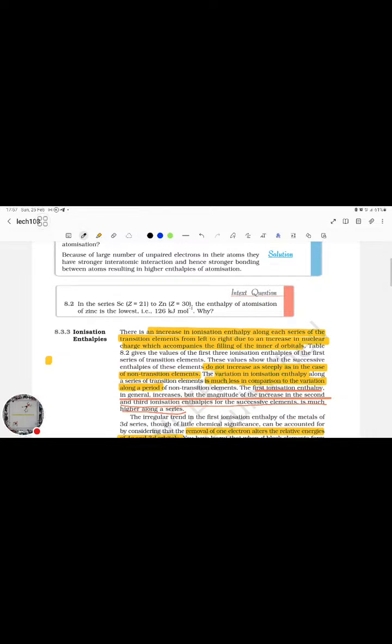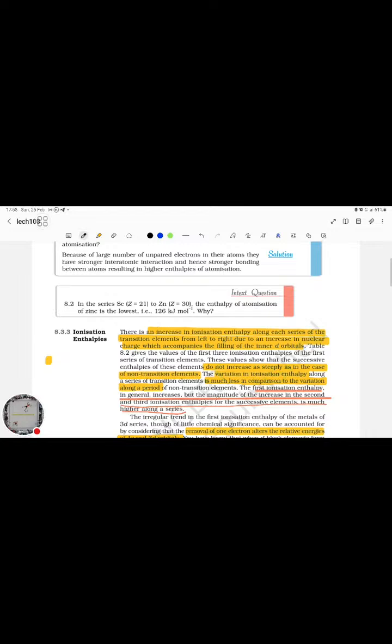Okay, now why is it that in this particular 3d series zinc has the lowest enthalpy of atomization? The reason is that zinc has completely filled d and s orbitals, which means it has attained a pseudo-inert gas configuration. With a pseudo-inert gas configuration, it is not going to form bonds with other elements, so it can easily be broken down.